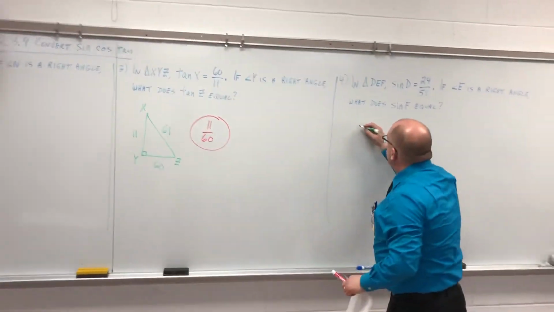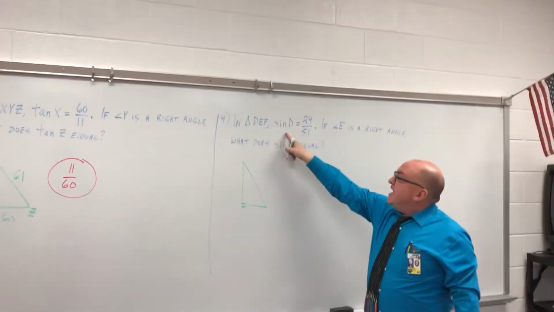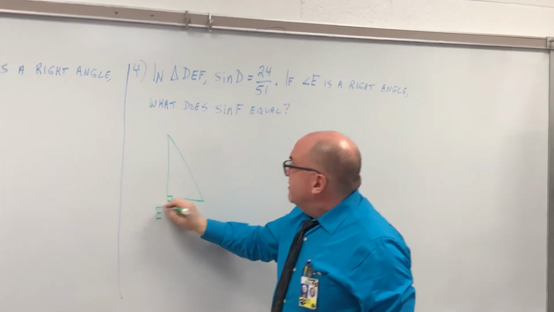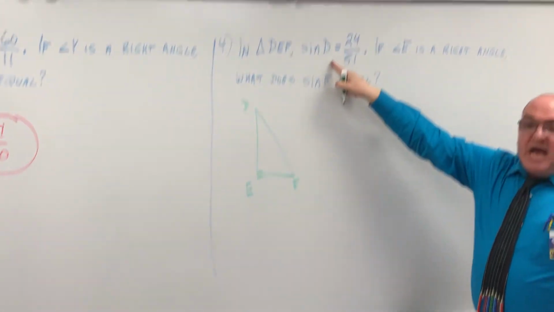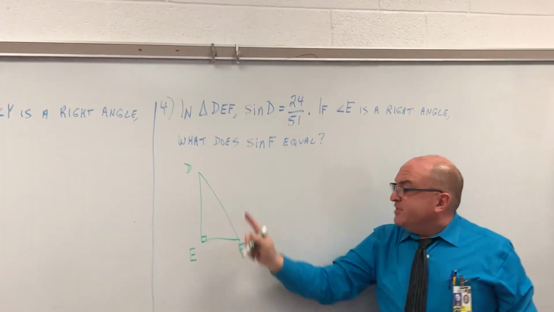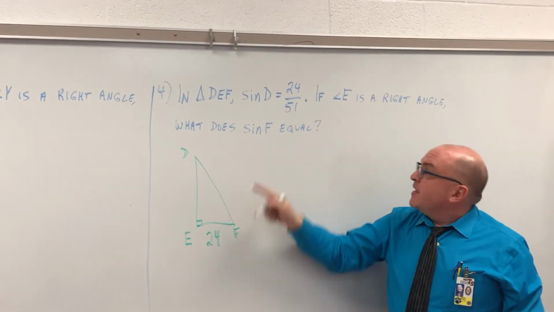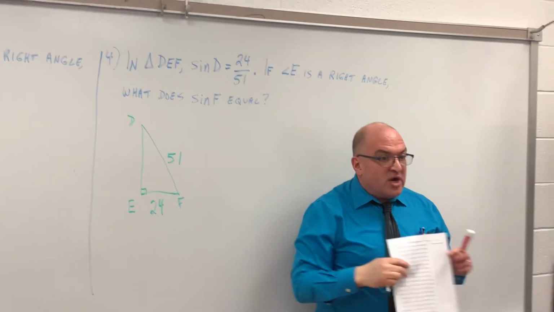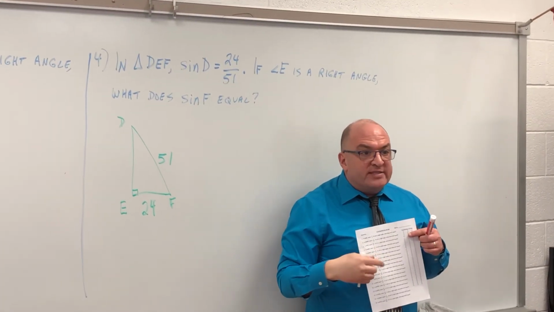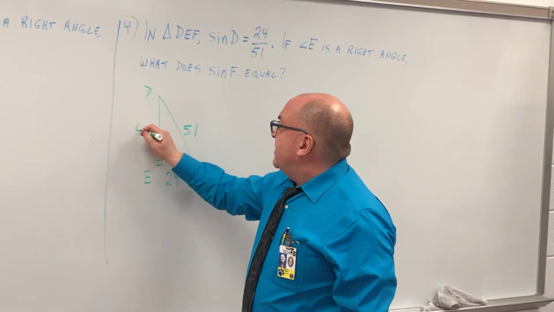Over here, I'm going to draw another right triangle. First of all, E is the right angle. So I'm going to put D and F. What's sine? Sine is opposite over hypotenuse. What's opposite D? 24. So 24 goes here. Hypotenuse is 51. So 51 here. Again, look on your chart. Where do you find 24 and 51 in the same row? That was 45. So I'm going to put 45 here.